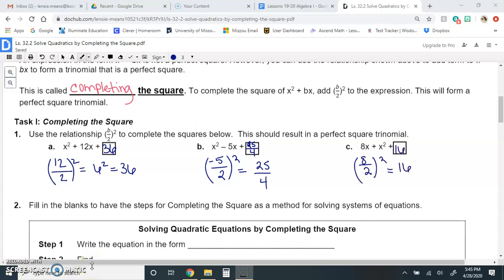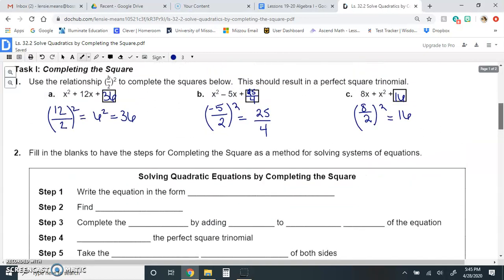And then here I noticed my b value was 8. They flipped those a and b terms just to try to trick you, so you've got to be careful with that. Remember, your b value is always the coefficient of just your x. So 8 over 2 is 4, squared is 16, so I added the 16 there.